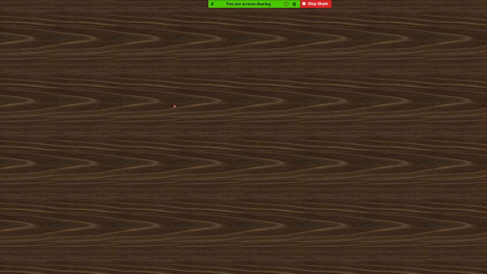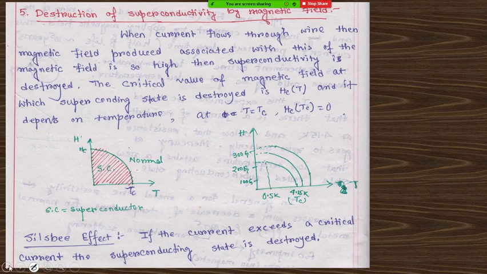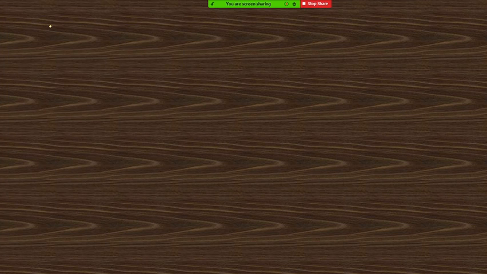So, if I want to draw a graph between the temperature versus magnetic field, this is the temperature and this is the magnetic field. Okay.